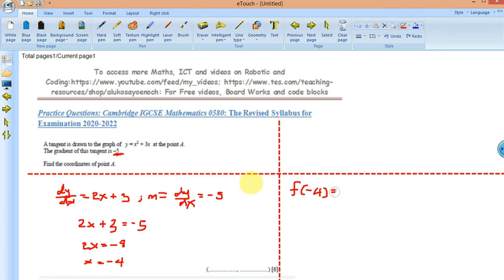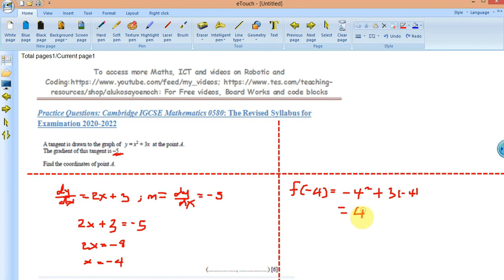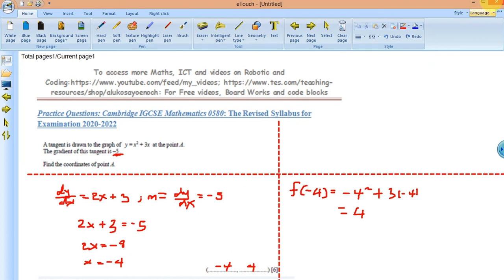So f of -4, in this equation you're going to have (-4) squared plus 3 into -4. I need my calculator to complete that. So that gives me (-4) squared plus 3 into -4, and that gives me 4. Therefore when x equals -4, y equals 4. So that is the coordinate of point A. Guys, hope this is pretty cool. Okay, let's go to the next question.